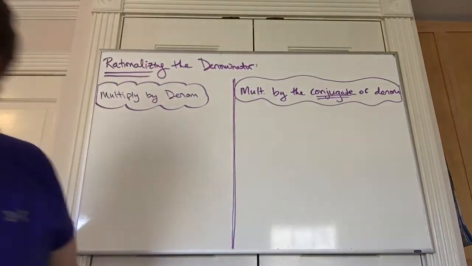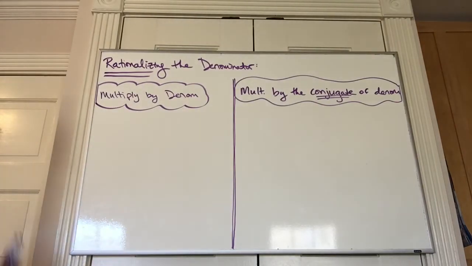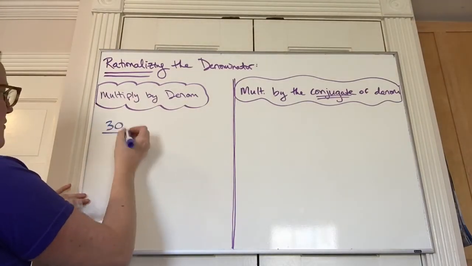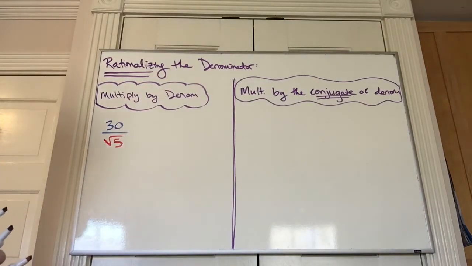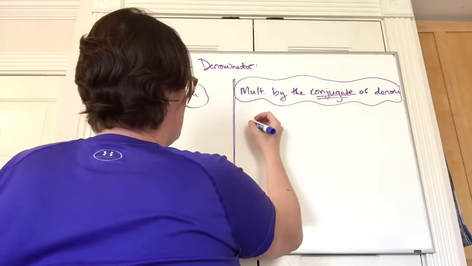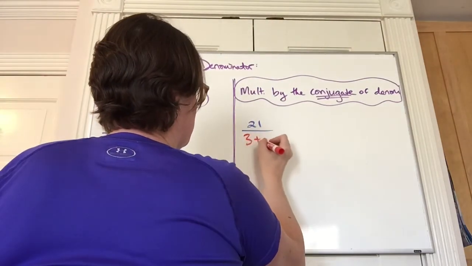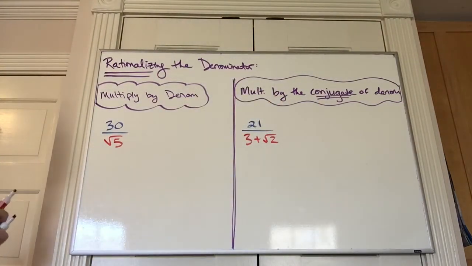Okay, so I'm going to say the multiplying by the denominator strategy always works when you just have a root by itself in the denominator. So, for instance, if you had like 30 divided by the square root of 5, that's a great multiply by the denominator problem because the root is by itself in the denominator. Whereas if I had 21 divided by 3 plus the square root of 2, that's a great multiply by the conjugate of the denominator problem because the denominator is an addition problem. The root is not by itself. Okay, so let's do both of these problems.